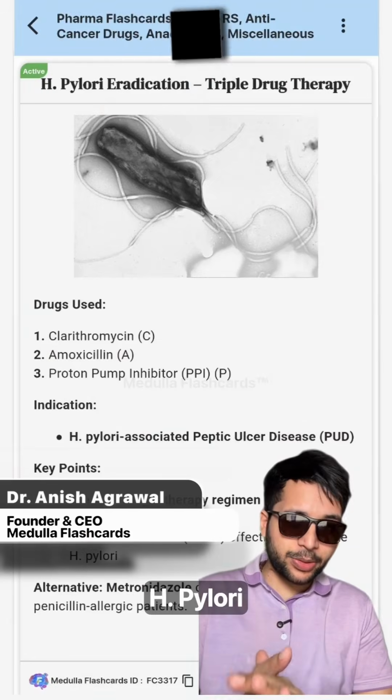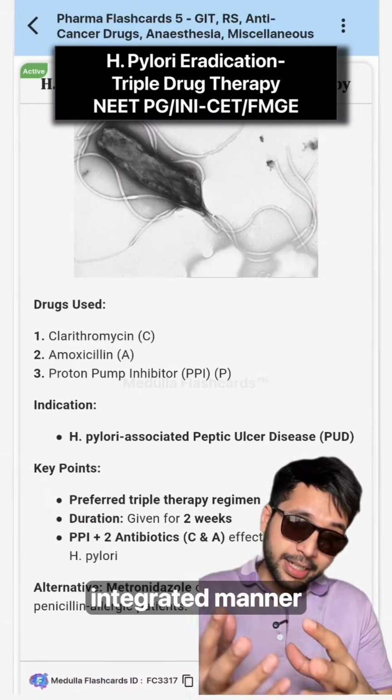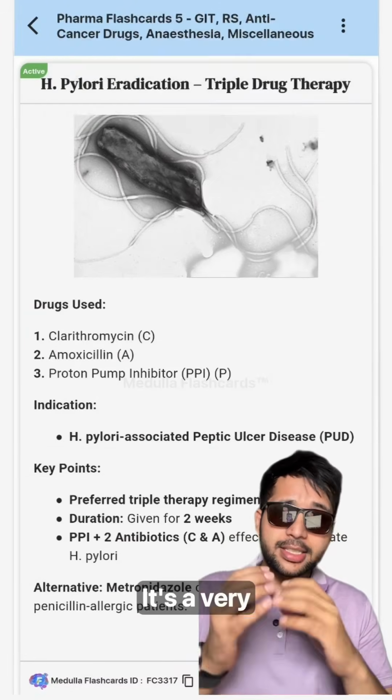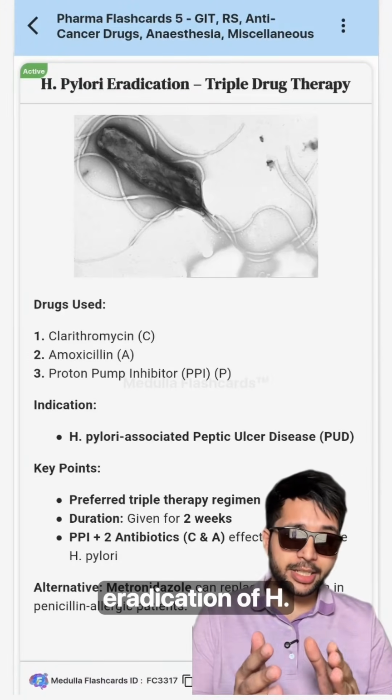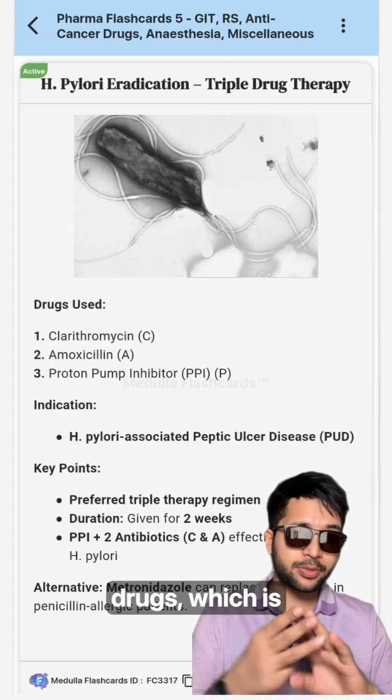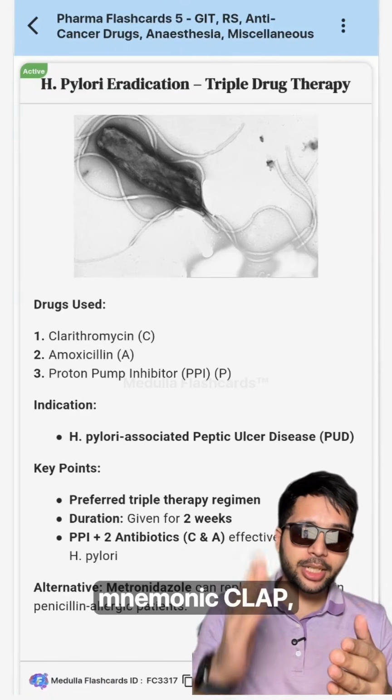Hi, let's study H. pylori infection and its eradication in an integrated manner between pharmacology and microbiology. It's a very high yield topic and commonly asked in NEET PG, INI-CET and FMGE. So let's start directly with eradication of H. pylori. It is done by 3 drugs, which is remembered by this very famous mnemonic CLAP, CLAP.